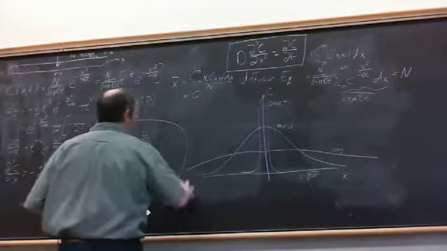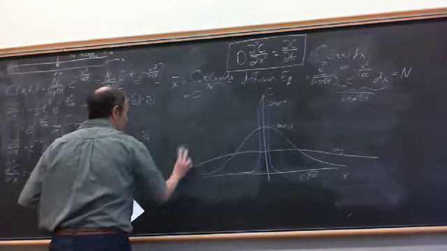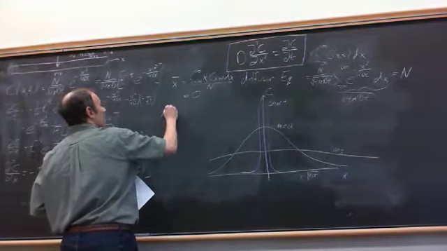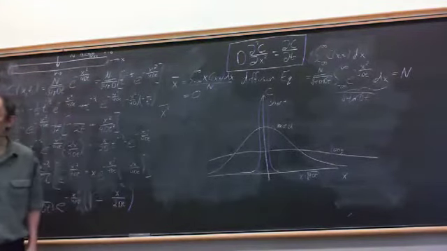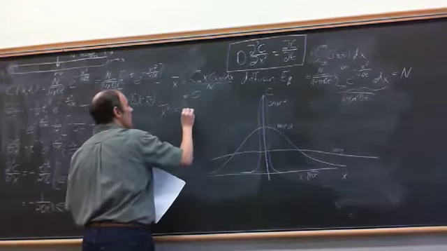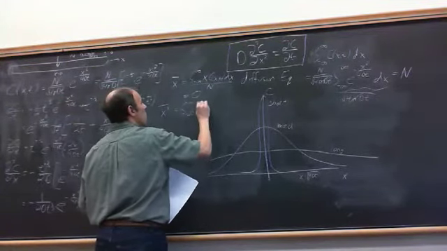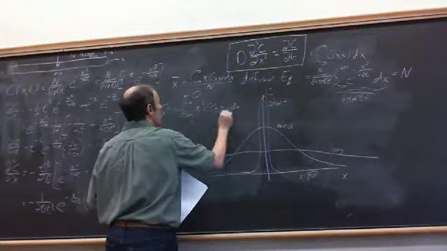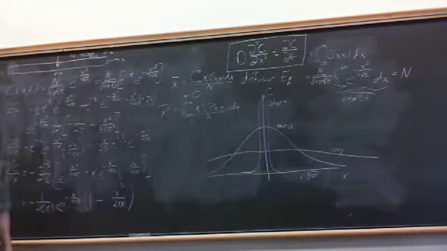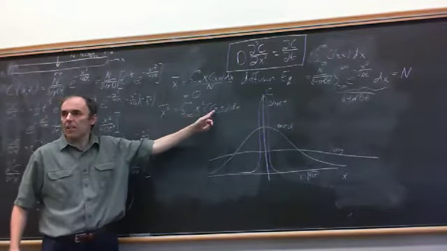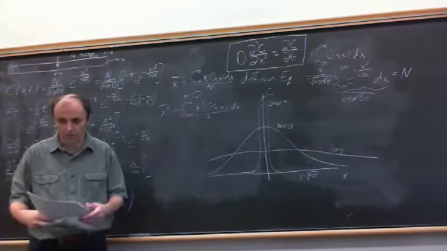But there's one more we want to look at. What if you tried to look at the variance, the average value of x squared? That's going to be the integral of x squared c(x,t) dx over N. And now you can't use that trick. x squared is even, c is even. You actually have to do the integral.